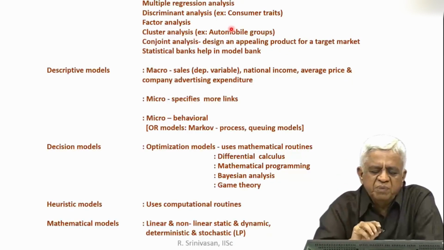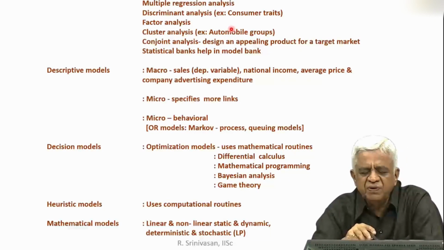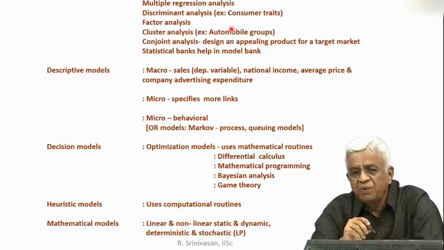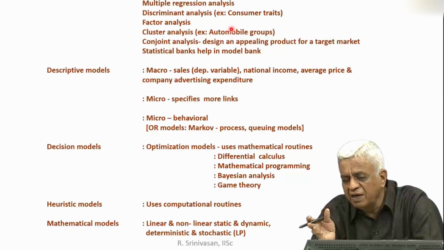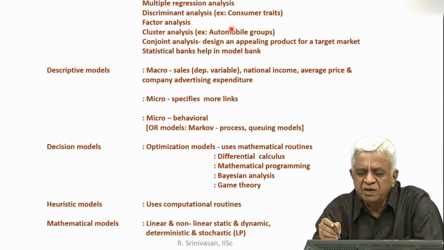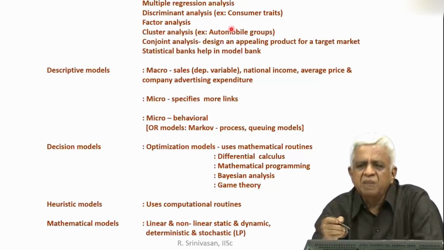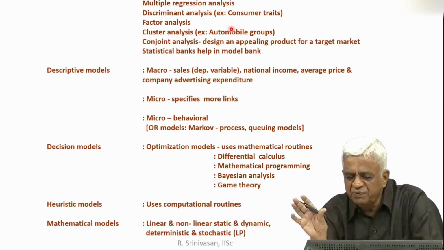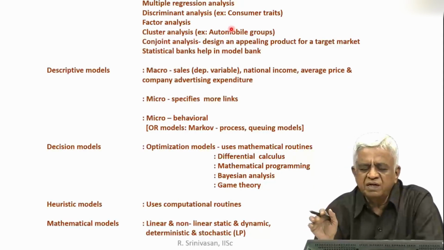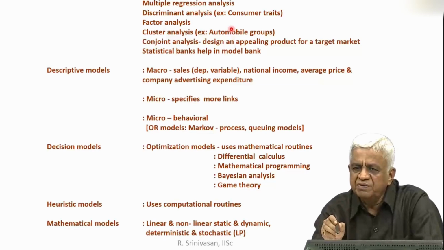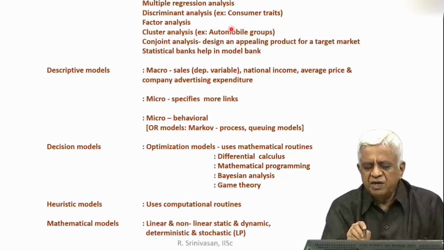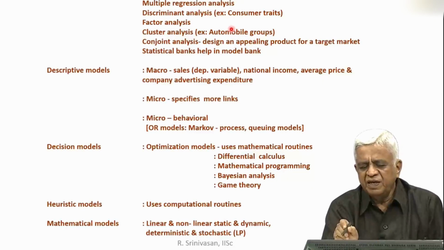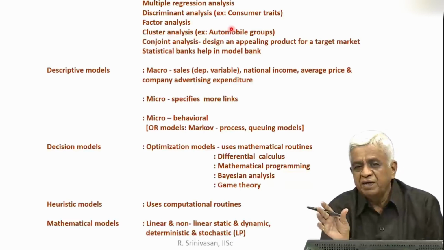Then the next one which we make use of is what is called a conjoint analysis. What do we mean by a conjoint analysis? We look at designing an appealing product for a target market. We don't want to come out with a product just for the sake of coming out. We have specified a target market. For that target market, only some products will have product appeal. So when these products have product appeal, a conjoint analysis looks at designing an appealing product for that particular target market.